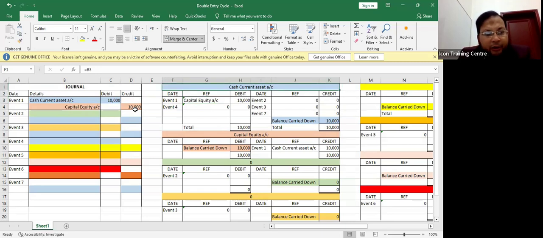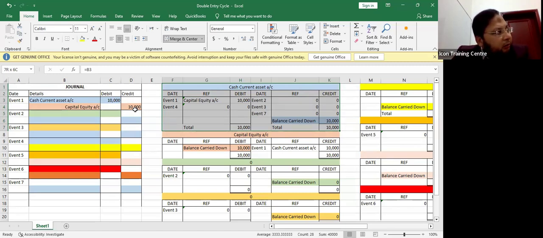So what is the need of creating ledger? We create ledger to understand four things. Number one, we should understand its relevance to a particular account. Number two, what are the movements? Is it increasing or decreasing? Number three, what are the reasons of those movements? And number four, what is the existing balance of that account?